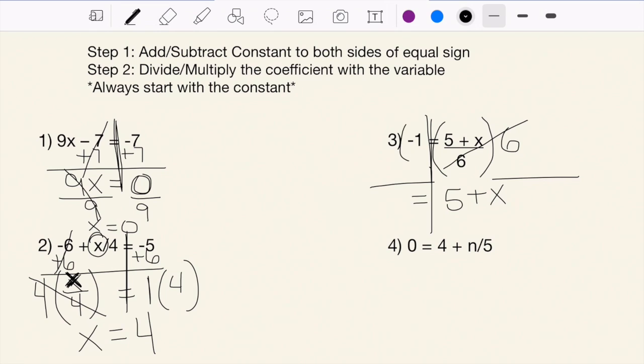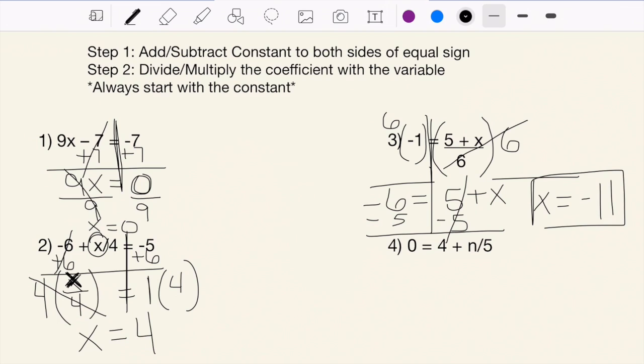And then on this side, I'm going to multiply that -1 by 6, which will give me -6 equals 5 plus x. So then in this case, I'm going to go back now, and I'm going to get rid of that 5. It's a positive 5, so what I have to do is -5 on both sides. So x equals -11. And again, I can go back and plug that in to make sure it works.